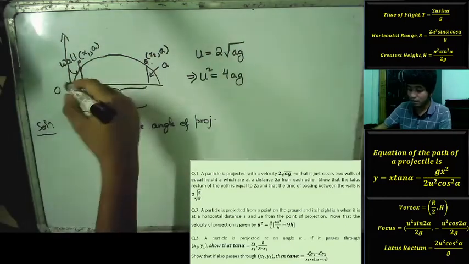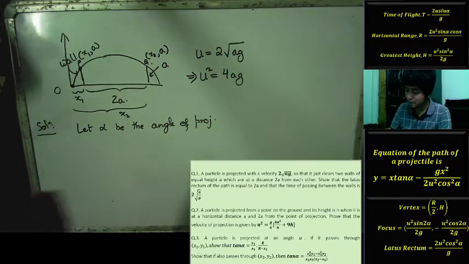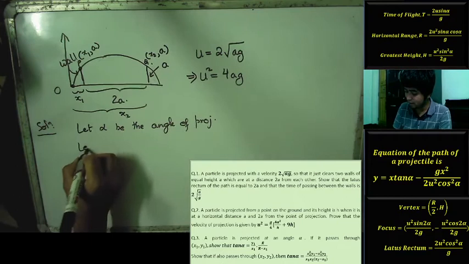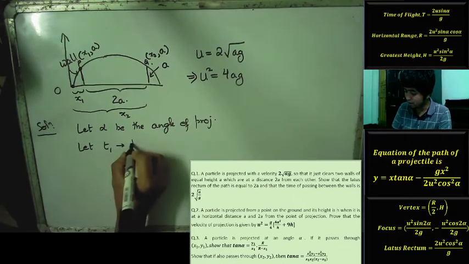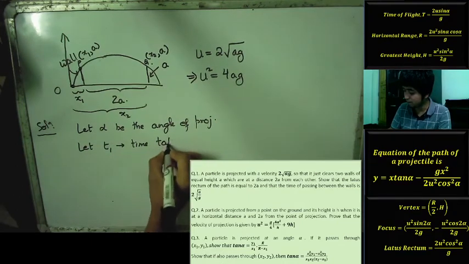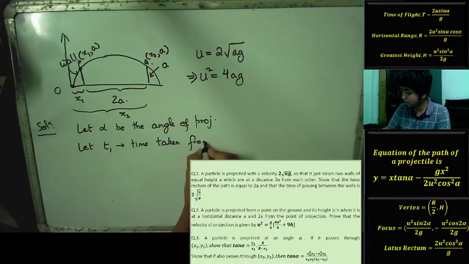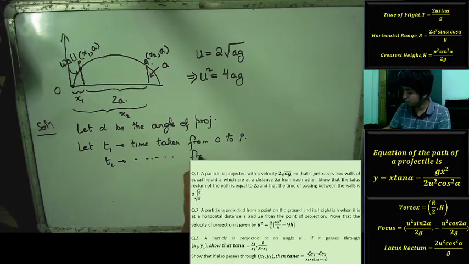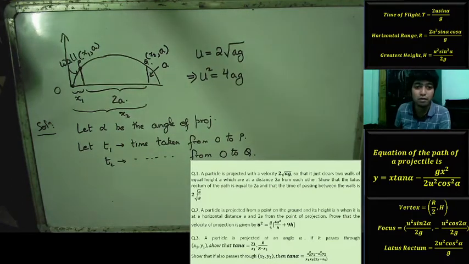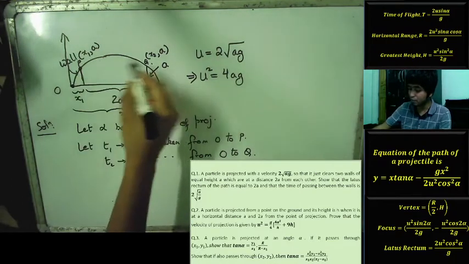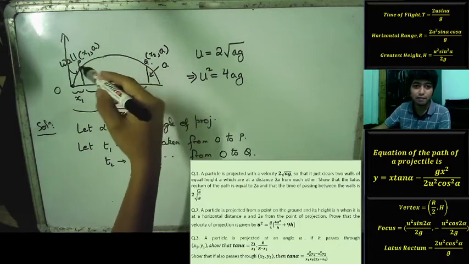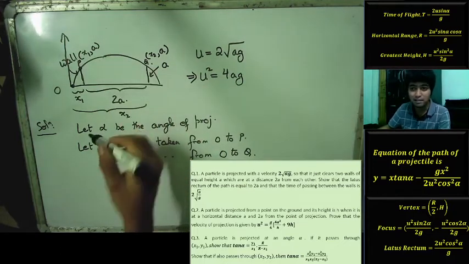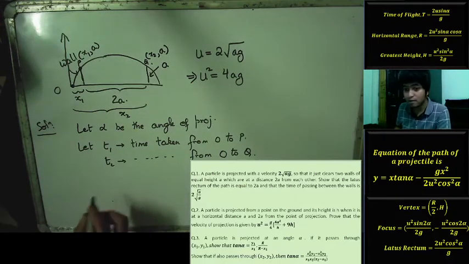Because we also need the time, let t1 be the time taken from O to P, and t2 be the time taken from O to Q. We are measuring the time from O to P and O to Q. So the time from P to Q will be t2 minus t1. That is clear.